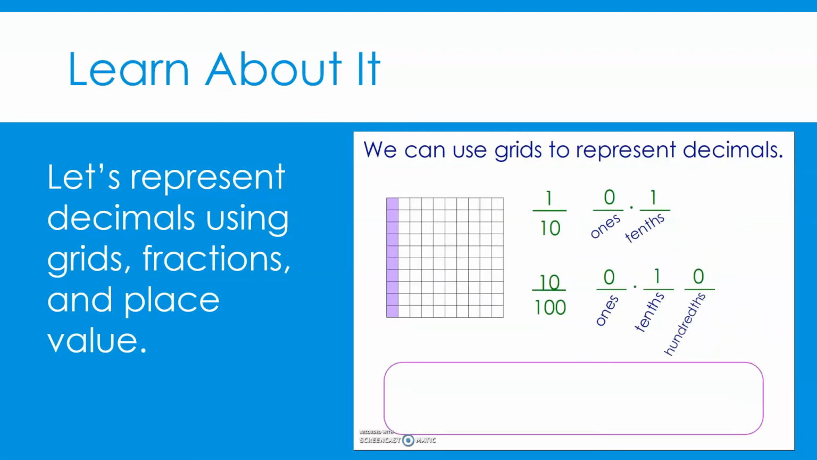These fractions and decimals are all equivalent because they represent the same amount that is shaded. 1/10 is equal to 10 hundredths, which is equal to 1/10, which is equal to 10 hundredths.